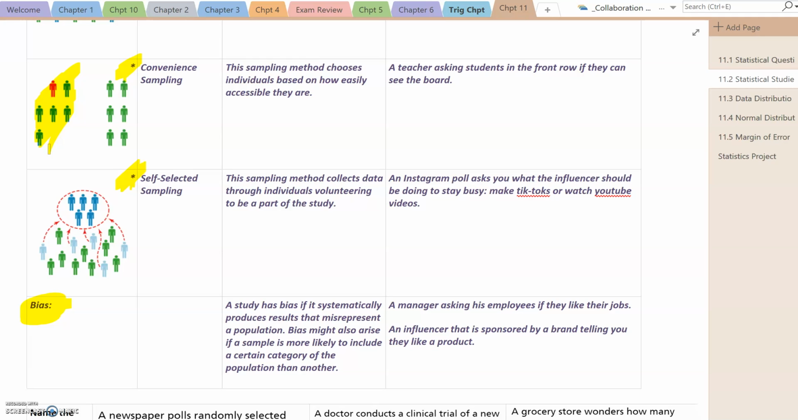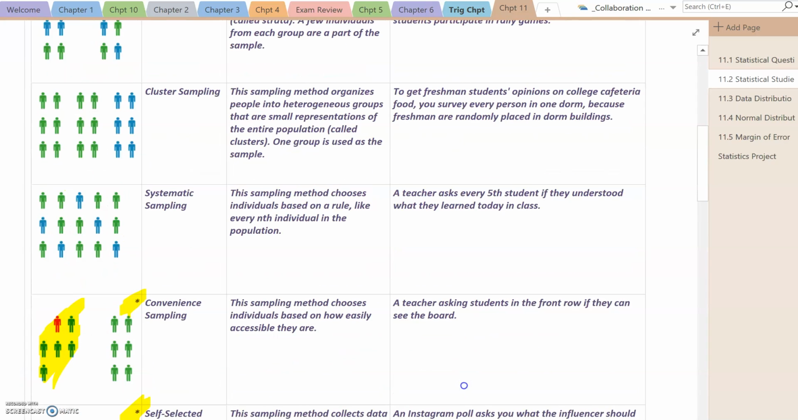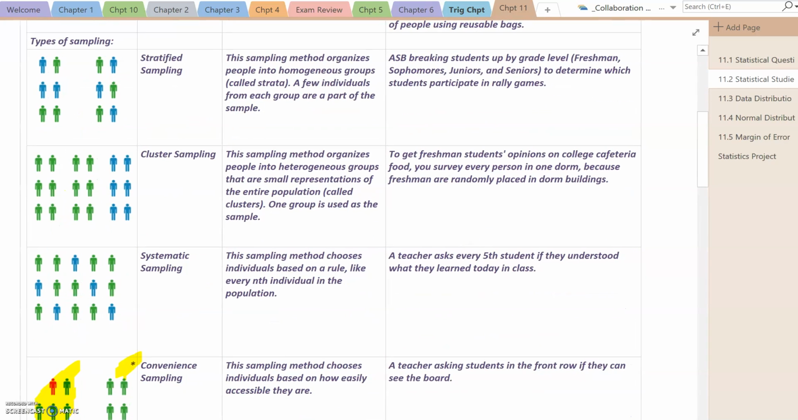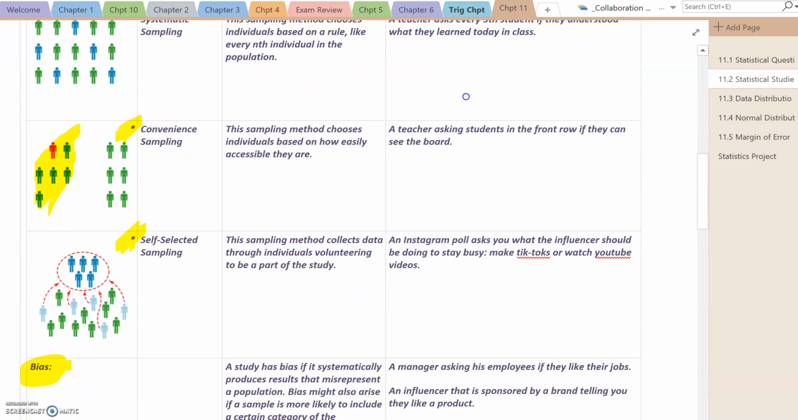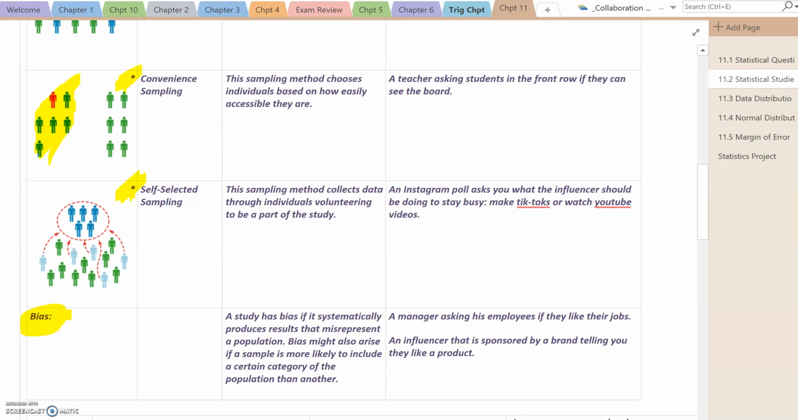Another thing that I'm sure you are all super familiar with, it's not a sampling method by any means, but it is definitely a biased practice, is an influencer that is sponsored by a brand telling you they like a product. And I know you are seeing that daily. That's just an example that is super relevant and that you've seen all the time. So bias is not good. You don't want to have bias in your sampling method. That is why the first three we talked about, stratified sampling, cluster sampling, and systematic sampling, are significantly better approaches to conducting a survey than convenience and self-selected sampling.